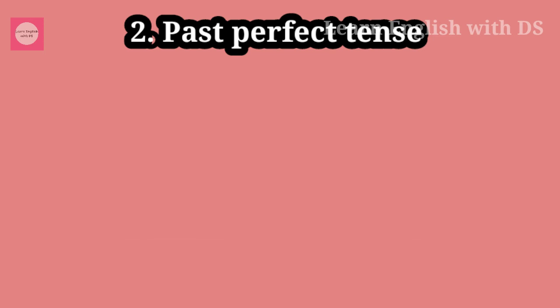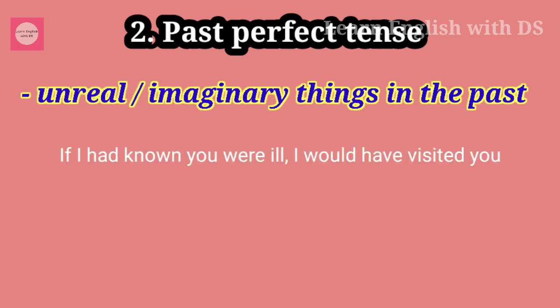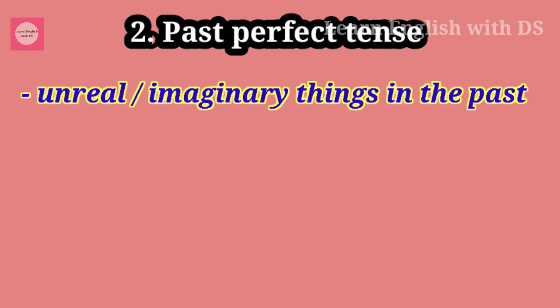We also use past perfect tense to talk about unreal or imaginary things in the past. For example, if I had known you were ill, I would have visited you. In reality, I didn't know that you were ill, but this is an imagination or hope.